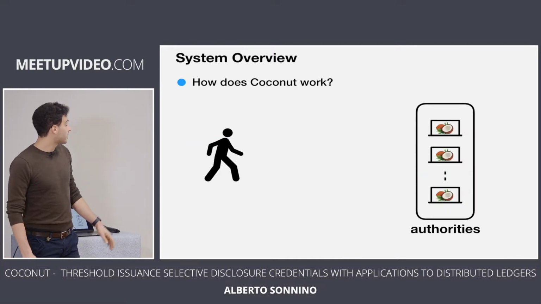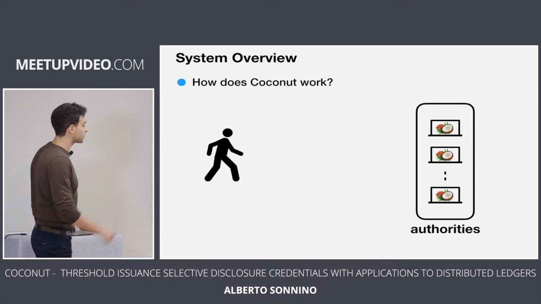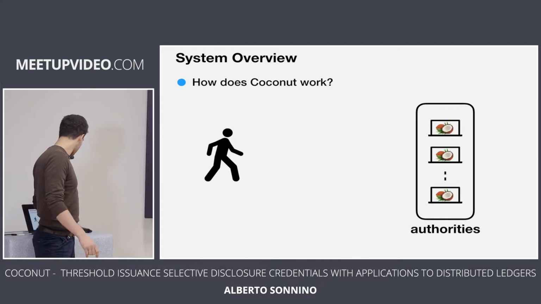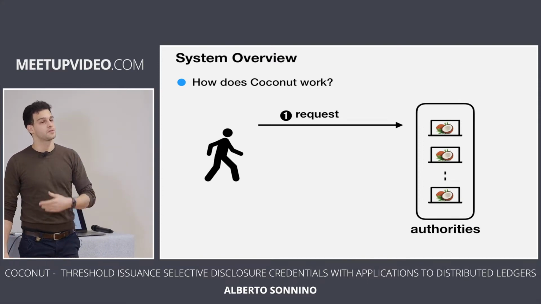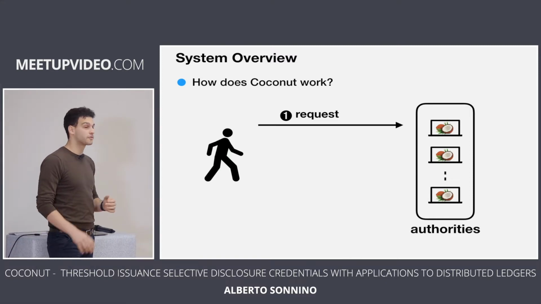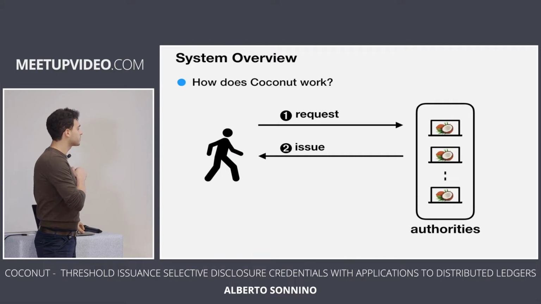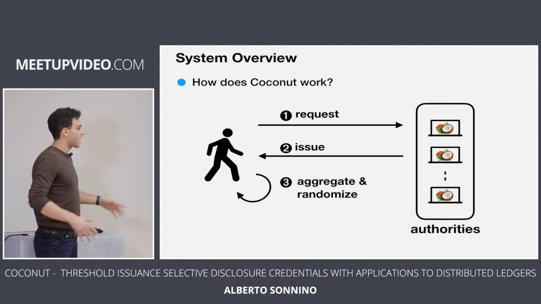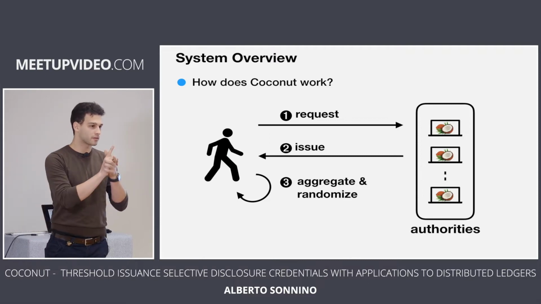So at a very high level, how does it work? You have a user here, and you have a set of authorities. The first step: the user would go somehow through the blockchain, potentially directly, and ask the authorities for some credentials. The authorities issue the credentials, and then the user aggregates all the pieces of credentials that he got from the authorities into one big credential.